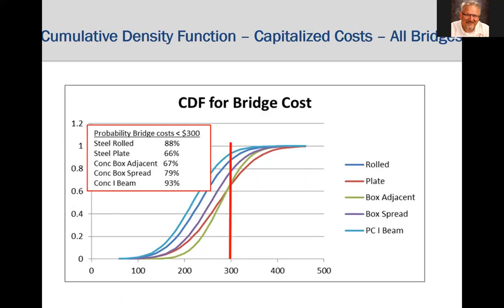However, for the full database results, we can use that cumulative density function again to ask the question, what is the probability that a bridge type has a capitalized cost less than $300 per square foot? And the results show that there is a 93% chance that a precast I-beam and an 88% chance that a steel rolled beam bridge have capitalized costs less than $300 per square foot.